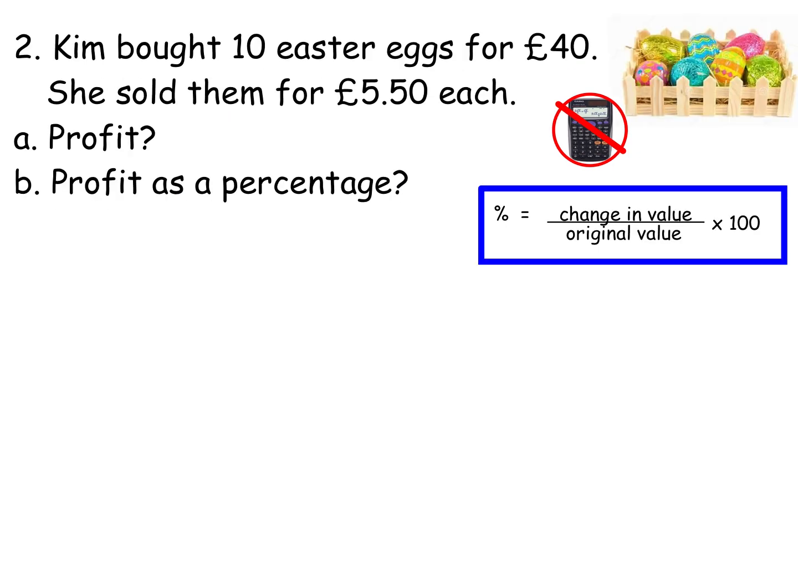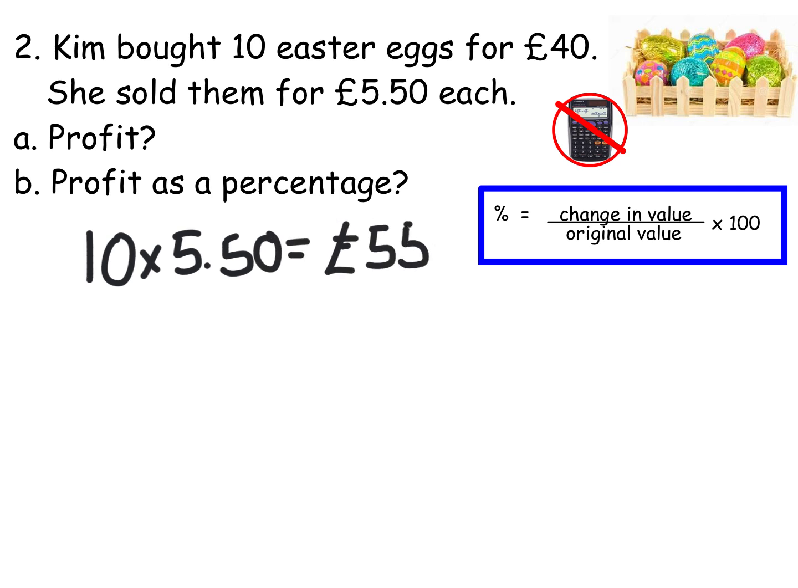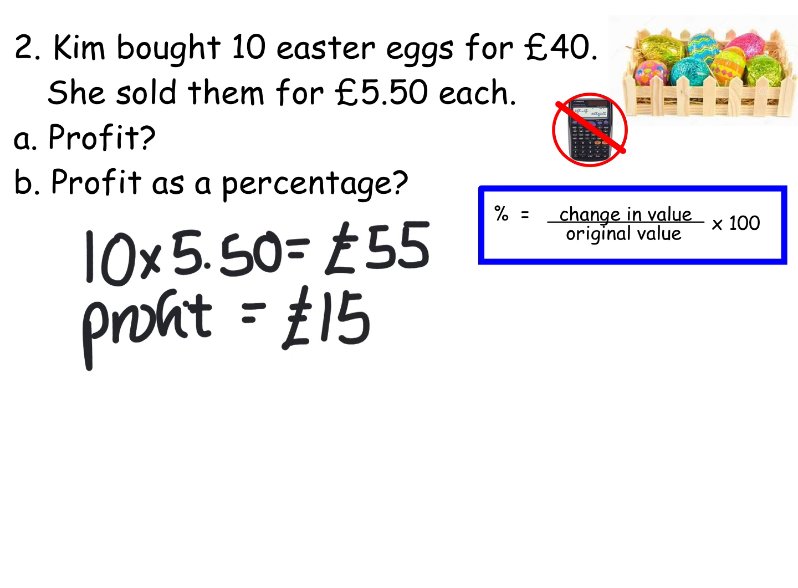Let's look at another one. Kim's buying Easter eggs. I think I remember when I was delivering this lesson, it was at Easter. So Kim bought 10 Easter eggs for £40. She sold them for £5.50 each. Did she make a profit? So 10 Easter eggs at £5.50 gives us, multiplying by 10, £55. So yes, she did make a profit. She made a profit of £15, because she only paid 40, and 40 away from 55 leaves a profit of 15.